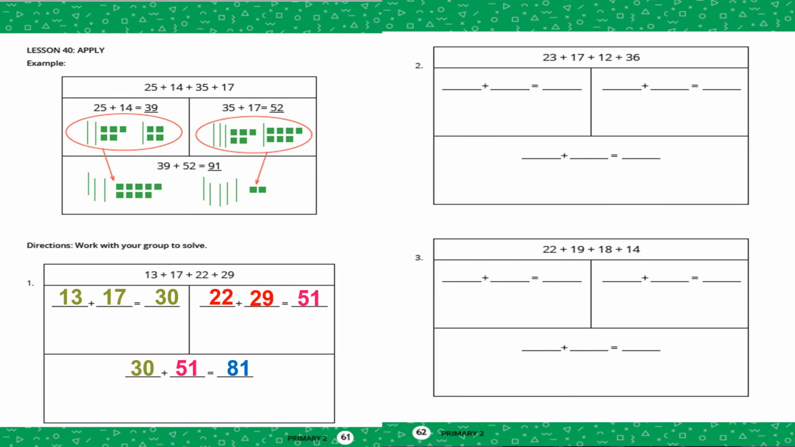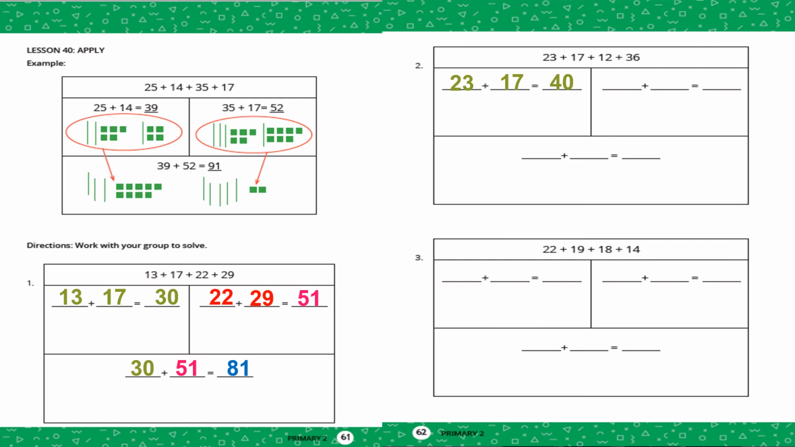Number 3. 23 plus 17 plus 12 plus 36. First, we will put the first two numbers together. 23 plus 17. 3 plus 7, after 7, 8, 9, 10. We will put 0 and carry up 1 in tens. 1 plus 2 equals 3. 3 plus 1 equals 4. So it will be 40.